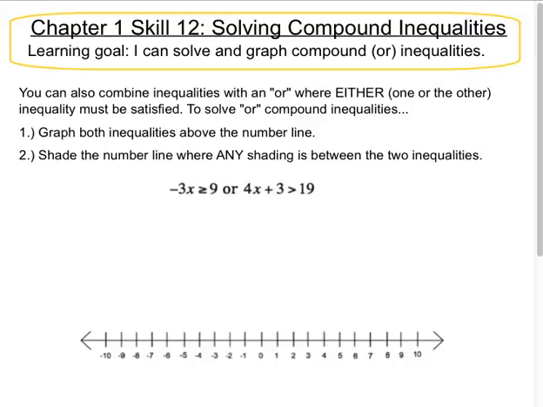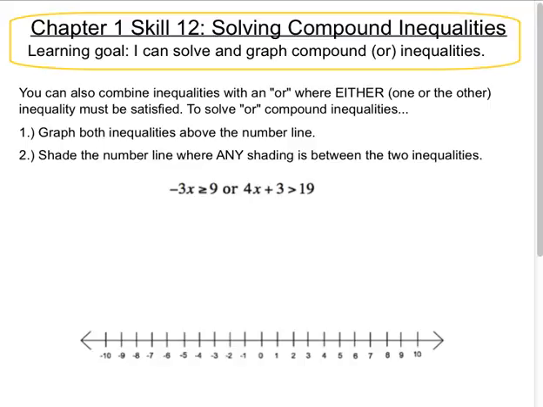In dealing with compound inequalities, there is another type. So in the previous notes, we explored "and," where both pieces have to be true. Now let's explore a little bit about the "or" situation. "Or" means only one or the other needs to be true, not both.